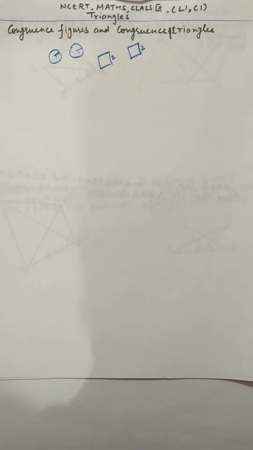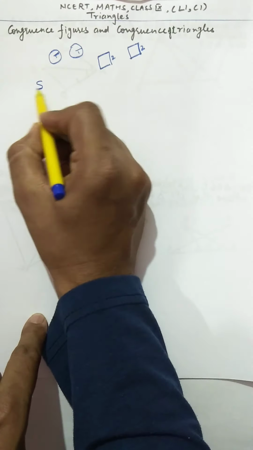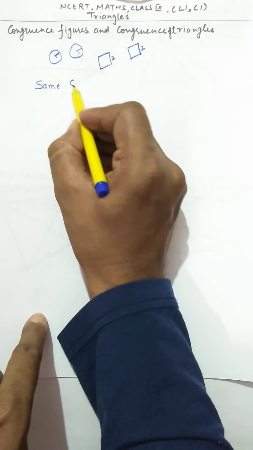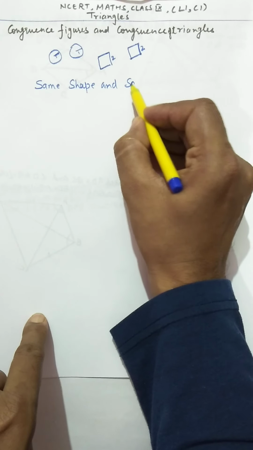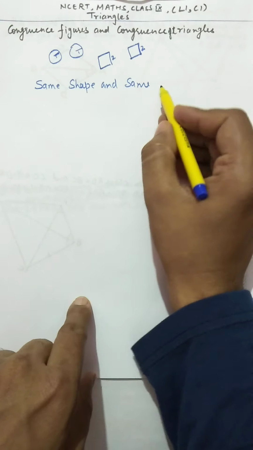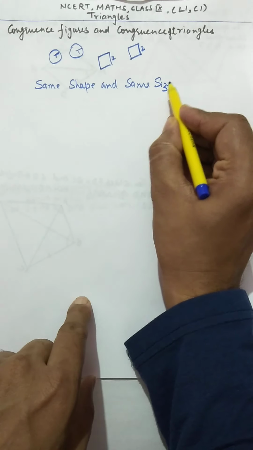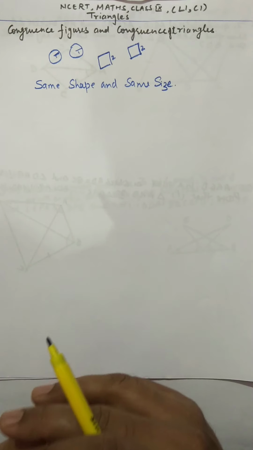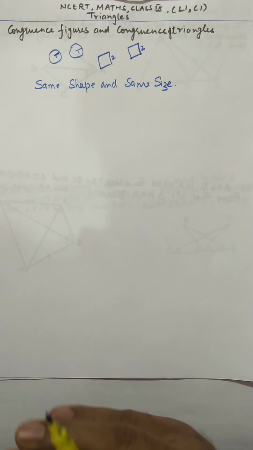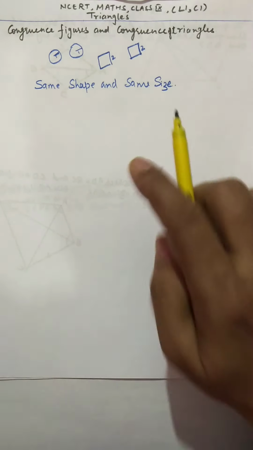So now we can define congruency of figures as same shape and same size. Congruency can be defined for any type of figures. Just keep in mind the shape and the size.